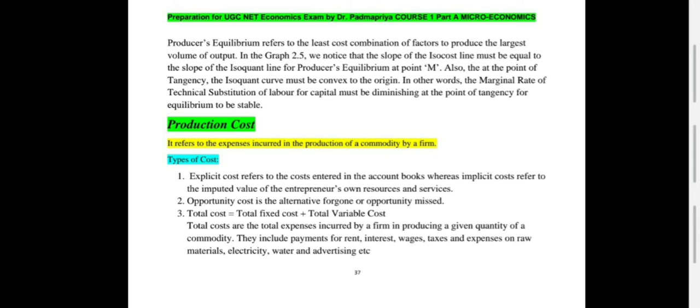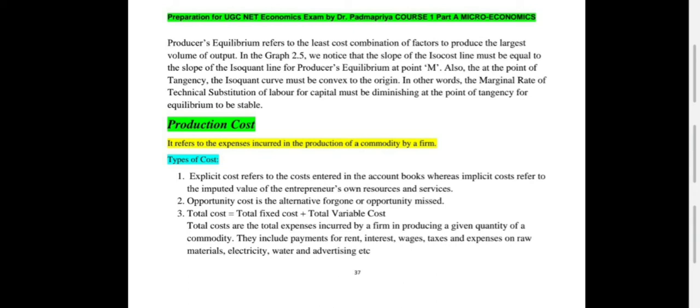Now we come to the concept of production cost. It refers to the expenses incurred in the production of a commodity by a firm. There are different types of cost, like explicit costs, which are entered in account books, and implicit costs, which are the cost of the entrepreneur's own resources and services. Then we have opportunity cost, which is the alternative foregone or opportunity missed. We have total cost, which is nothing but total fixed cost plus total variable cost.